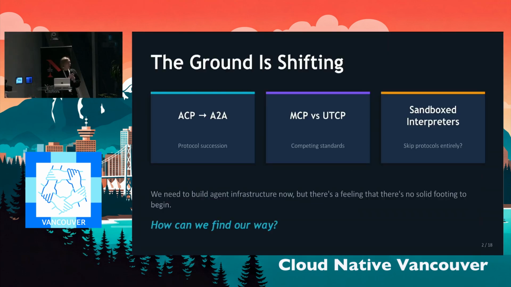Okay, so why is it hard to decide how to invest in our infrastructure to make it ready for agents? There's a lot of churn in the space. If you look at agents, one day people are talking about MCP servers, and then they're talking about the universal tool calling protocol, and then they're talking about sandbox interpreters. I watched a project suffer because the protocol they were using for inter-agent communication, ACP, was deprecated.